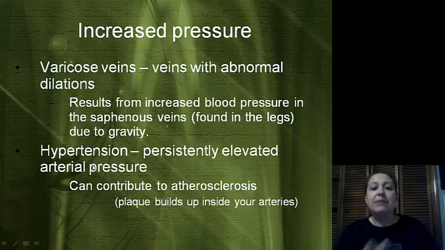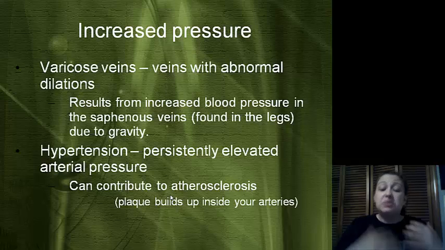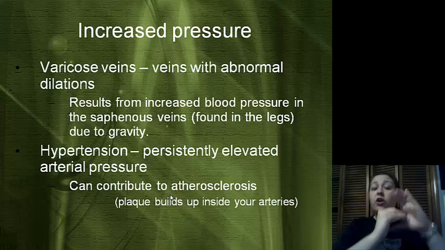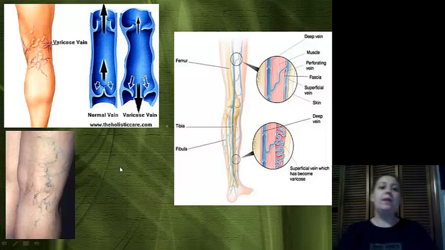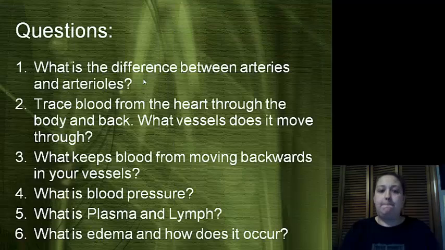Then we also have hypertension, which is a persistently elevated arterial pressure, so putting a lot of pressure on our arteries that move away from the heart. And this can contribute to arteriosclerosis, which is plaque buildup in those arteries. If plaque builds up too far, it can actually stop blood flow, and that can be a problem. Again, varicose veins are those blue spider veins that we see here, and this is due to an abnormal dilation, and our one-way valves don't work as well.